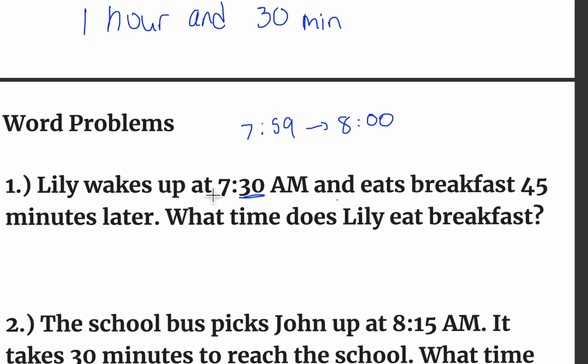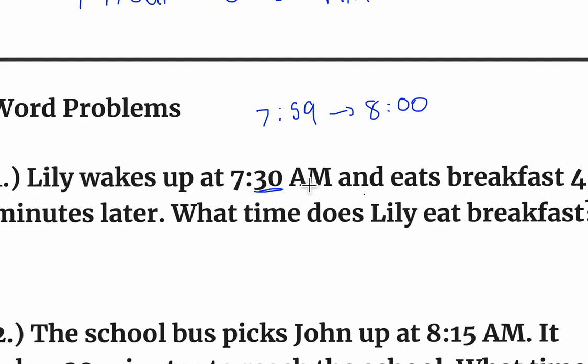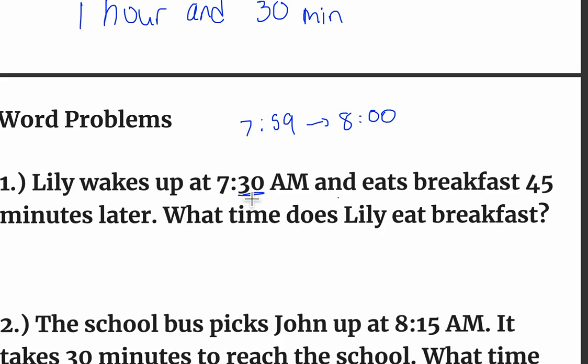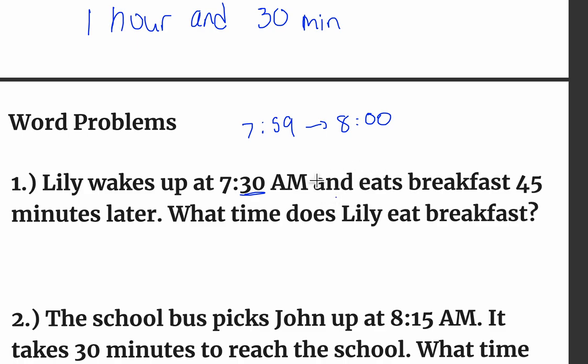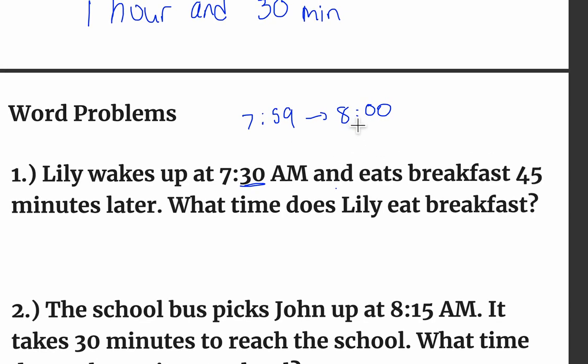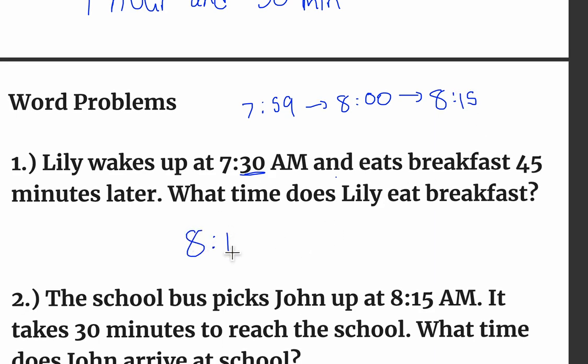So if, let's say it was actually 7:59 and 1 minute passed, well then it would be 8. So if she waited 45 minutes to eat breakfast, that would go past 60. So we take 30 minutes from this and add it here. So 7:30 plus 30 minutes would be 7:60. 7:60 doesn't exist, so that's the same thing as 8. And then we have 15 minutes left from subtracting 30. So we just add that to the final time. So it'd be 8:15. Lily would eat breakfast at 8:15.